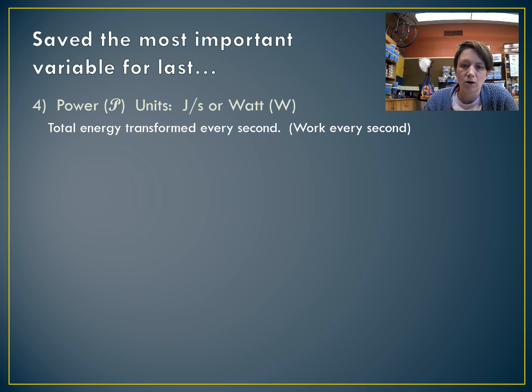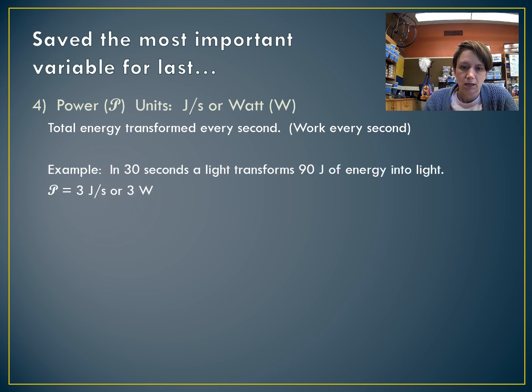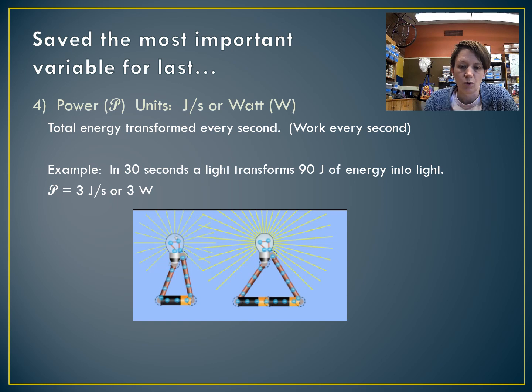The units of power are going to be the joule per second, which is units of work per time. But this is also known as a watt, which is capital W. So for example, if you knew that over the course of 30 seconds, 90 joules of electrical energy was turned into light at a light bulb, then the power would be 3 joules per second or 3 watts.